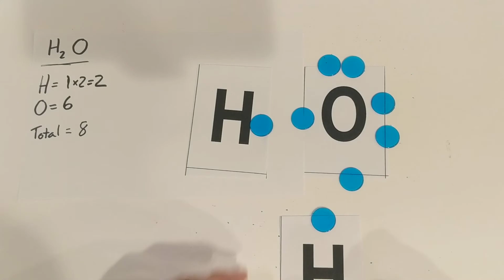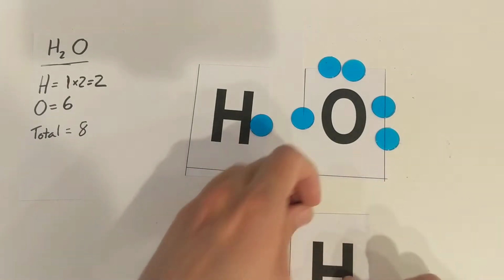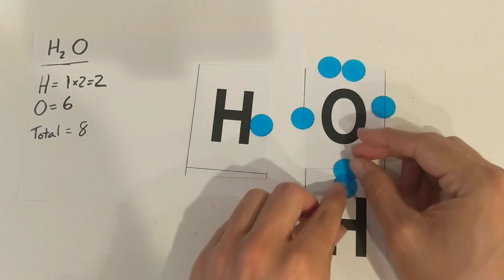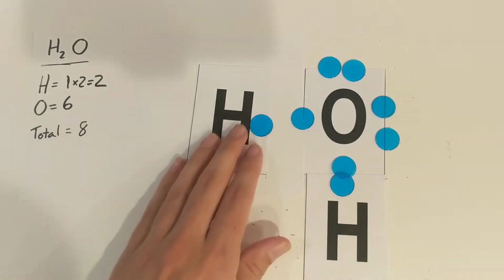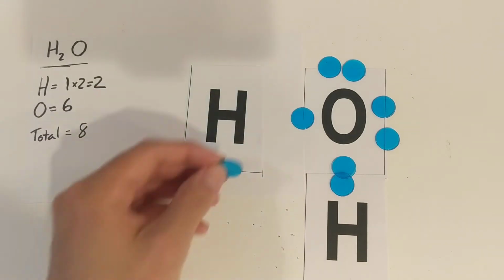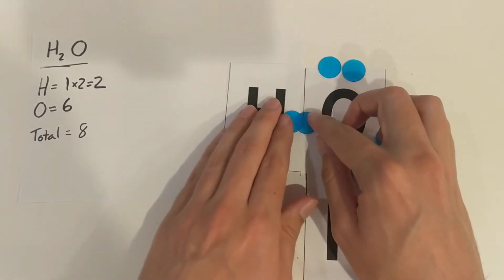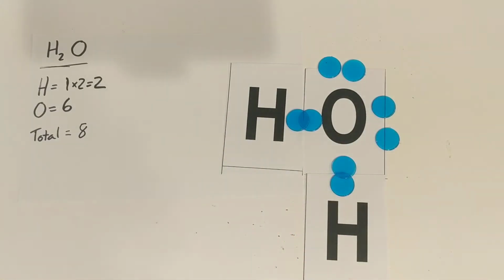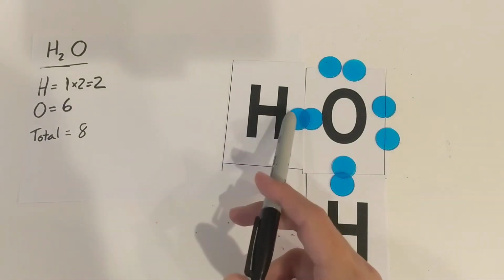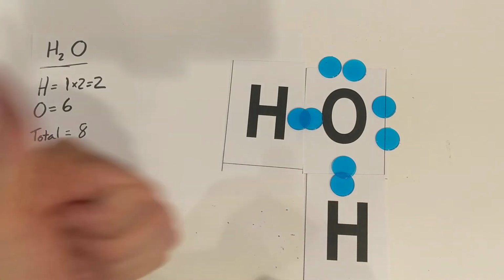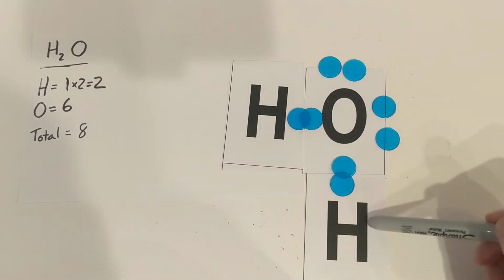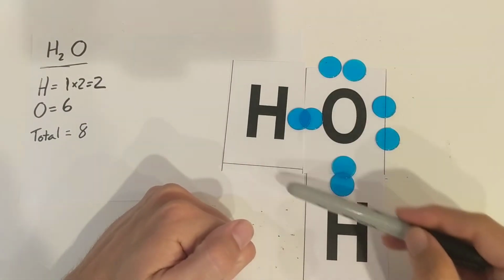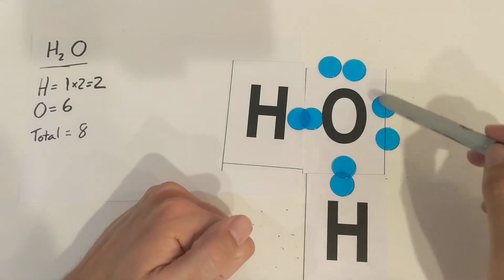And then we could start forming some bonds. So if this hydrogen wants to bond with this oxygen, that could happen. And then we could connect this hydrogen to that oxygen, and there we go. We can check to make sure everything is happy here. This hydrogen has 2 valence electrons, so check there. This hydrogen has 2 valence electrons, so check there. Let's count our oxygen, 1, 2, 3, 4, 5, 6, 7, 8.